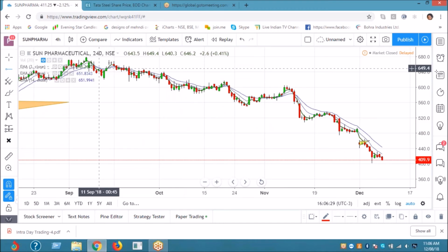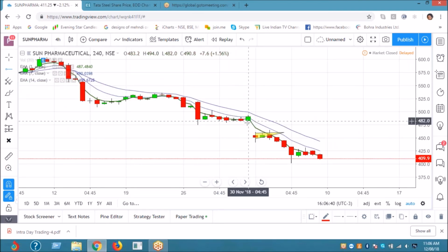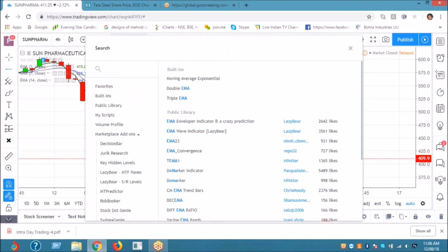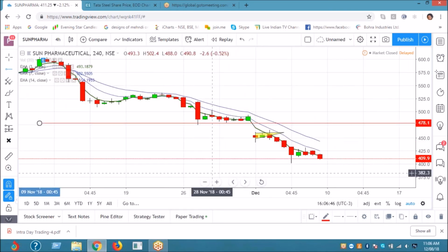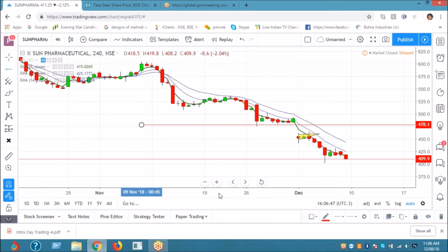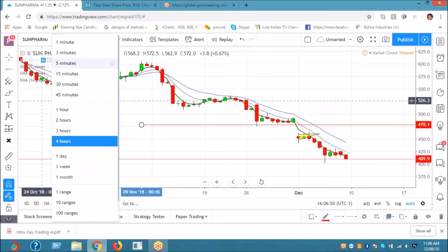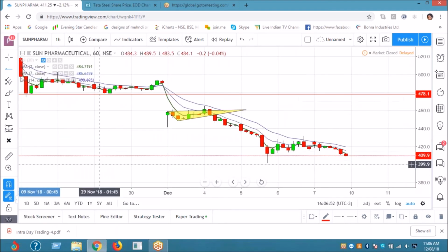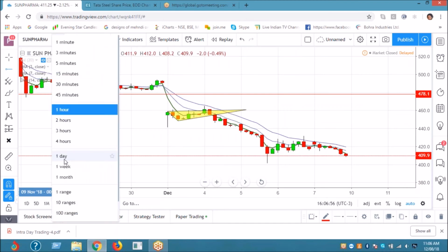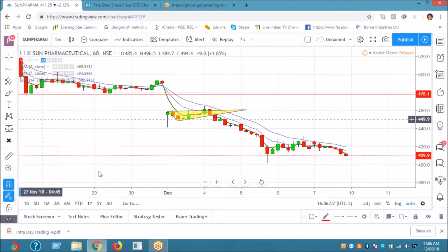Okay, sir, tell me. So Sun Pharma, the gap has been created. You want to trade this? Yeah. Okay. So what do you want in this? Now this is a daily gap. It's not an intraday gap or something like that. So the first thing is, is it clearing the gap?